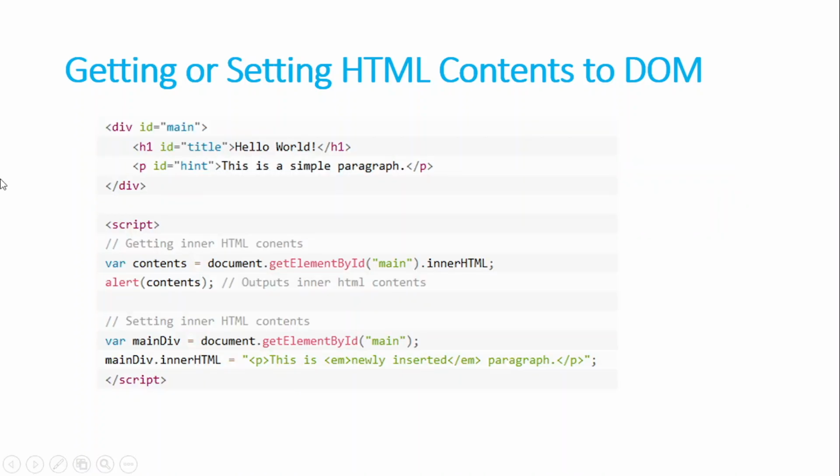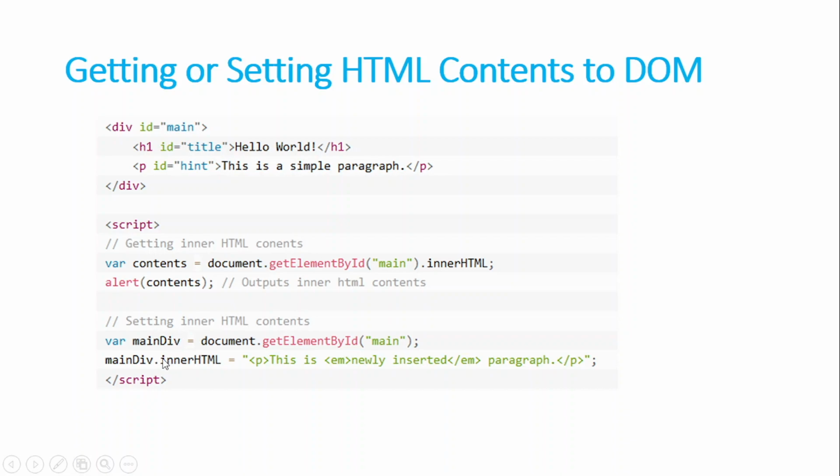If you see this innerHTML, we are just storing the innerHTML of the element grabbed with getElementById, this main element, in a variable called contents. The inner content will be alerted out. So the inner content is this heading 1 and its content, and this p tag and its content. That will be logged out here.